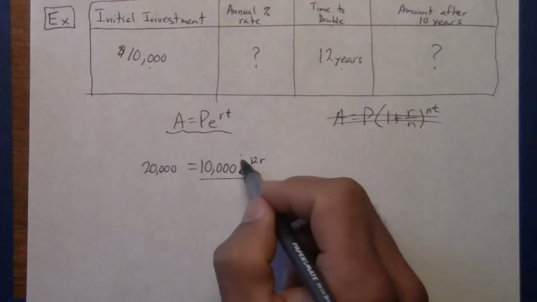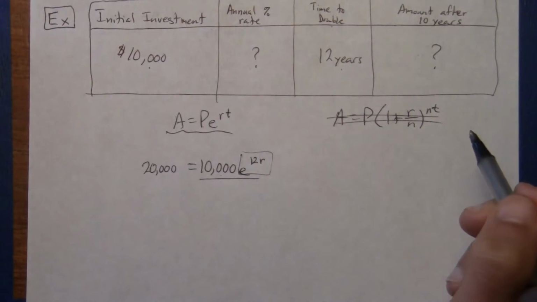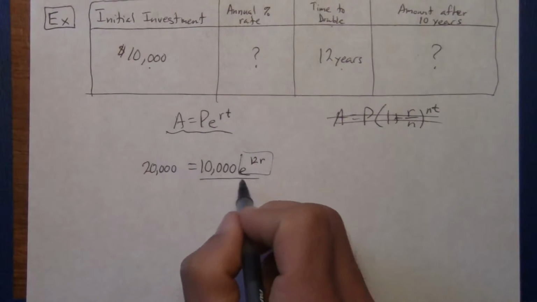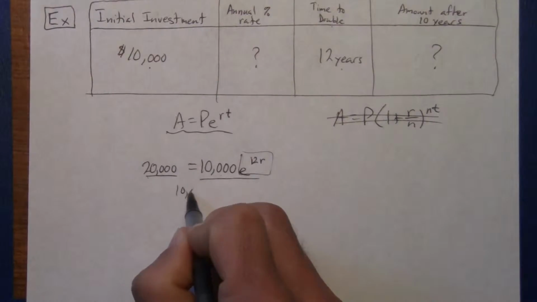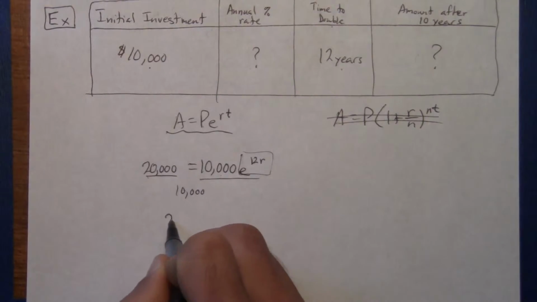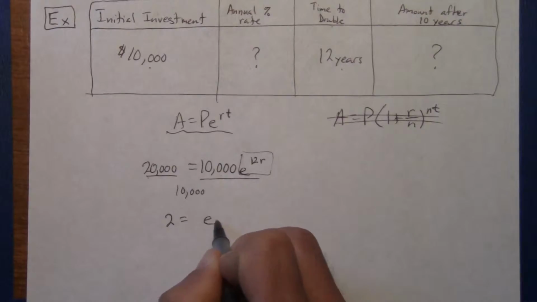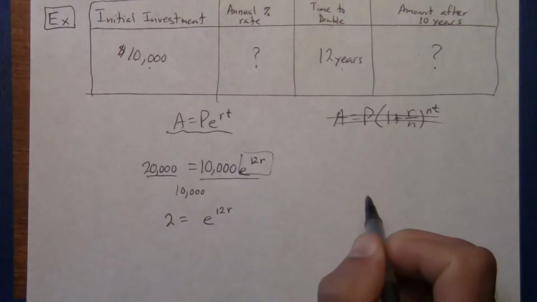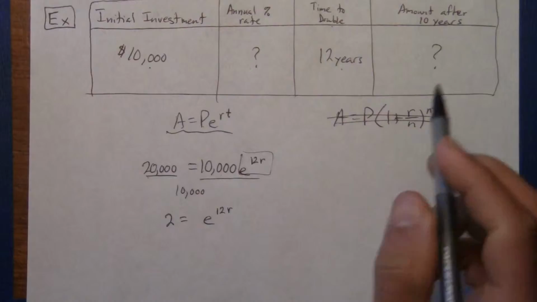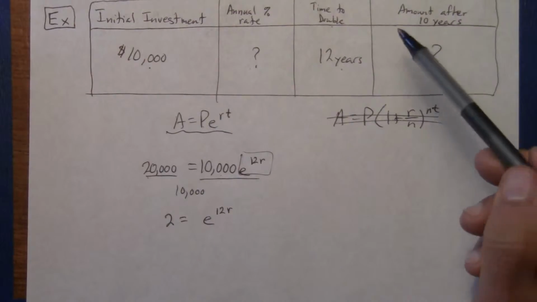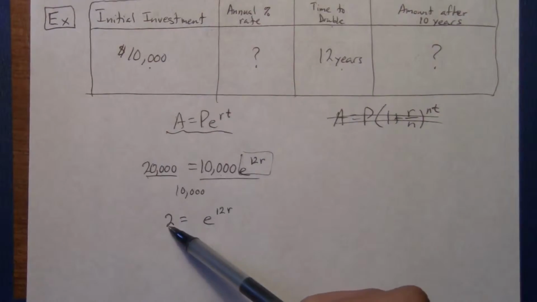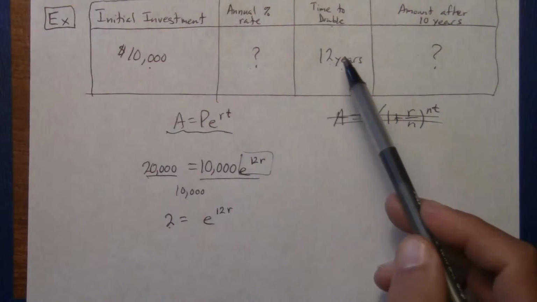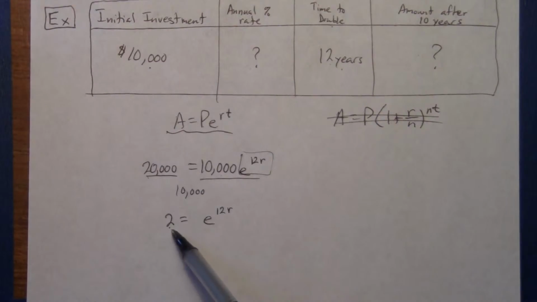And so, solving an exponential equation like we did in the last section, I want to get this by itself, so divide both sides by 10,000, and it's going to give me 2 is equal to e to the 12r power. Now, like we mentioned in class, they're telling you it takes 12 years for it to double. That's not a coincidence, that's a 2. If it took 12 years for it to triple and I did this, it should be a 3.